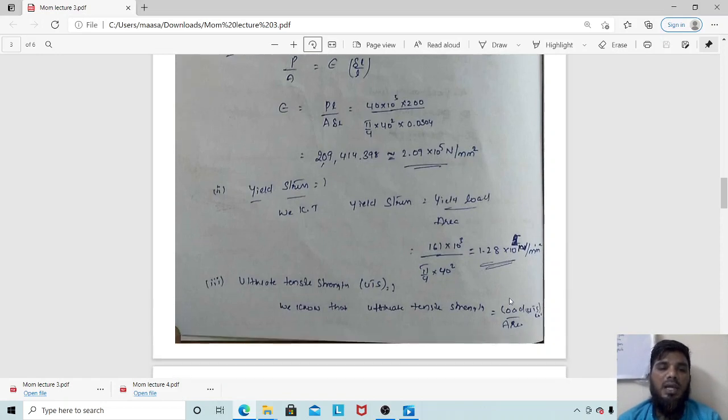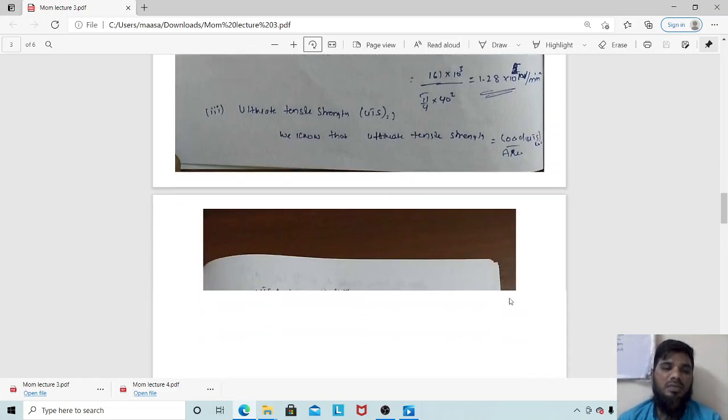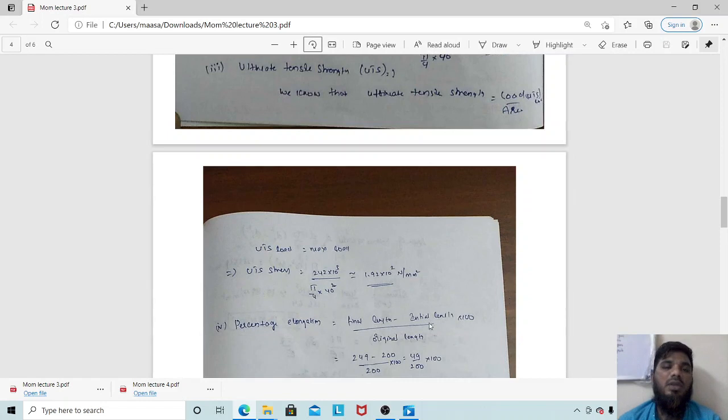Similarly, they have asked for ultimate tensile strength. Ultimate means maximum tensile strength. For finding maximum tensile strength, they have given you the maximum load. Now ultimate tensile strength is equal to maximum load by area. Maximum load is nothing but 242 into 10 to the power of 3 divided by pi by 4 into 40 square. With that you can find it to be 1.92 into 10 to the power of 2 Newton per mm square.